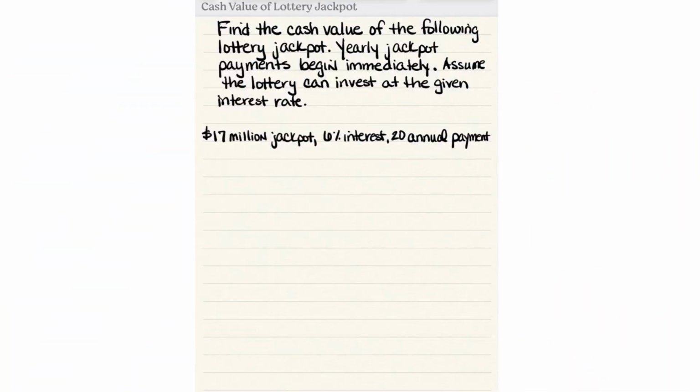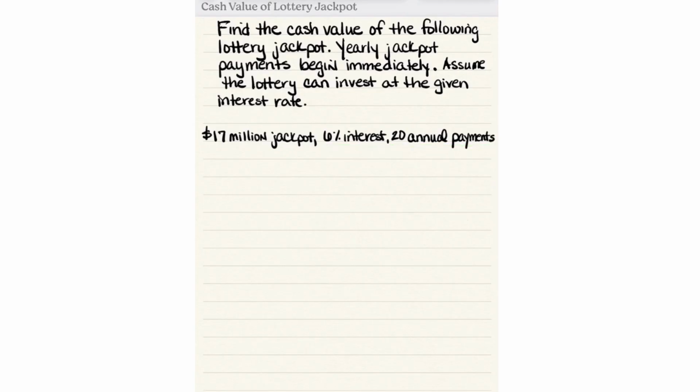Okay, so cash value of a lottery jackpot. This particular question says: find the cash value of the following lottery jackpot. The yearly jackpot payments begin immediately, so that's key. And then it says assume the lottery can invest at the given interest rate. So it's a $17 million jackpot, 6% interest, and 20 annual payments.